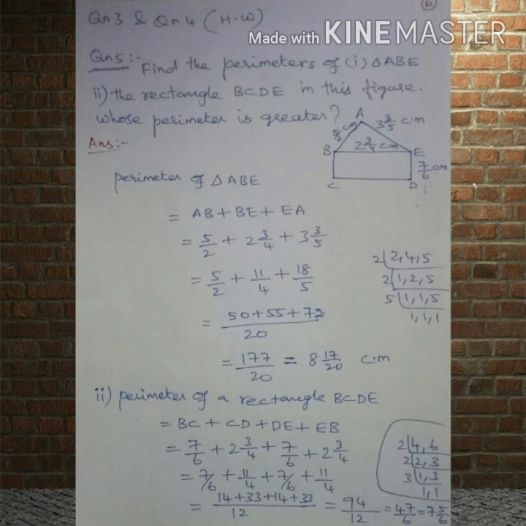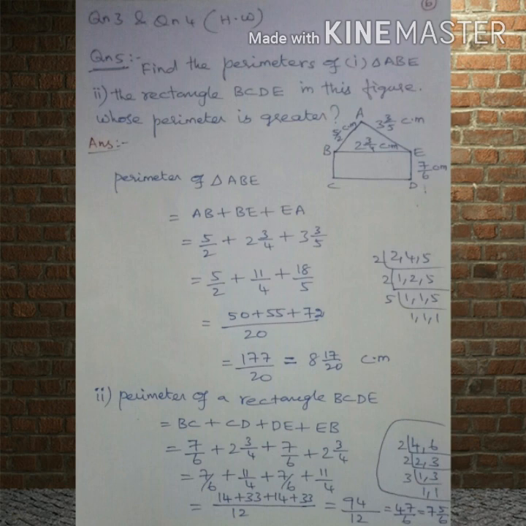Next we will move on to the perimeter of rectangle BCDE. A rectangle means 4 sides, and among the 4 sides, opposite sides are equal. So they mention only 2 values, BE and ED. BE is 2 3 by 4, so CD is also 2 3 by 4. ED is 7 by 6, so BC is also 7 by 6.